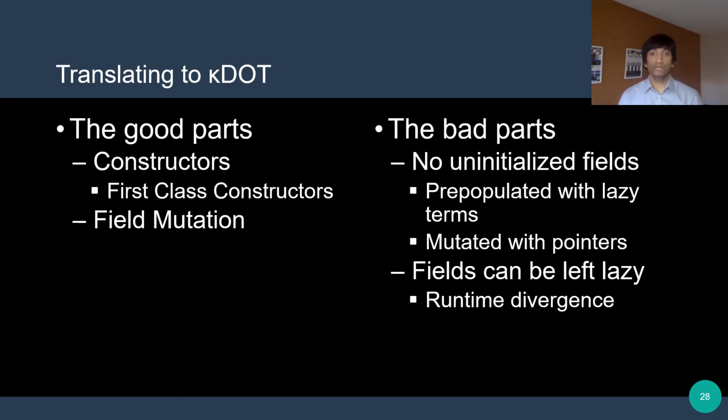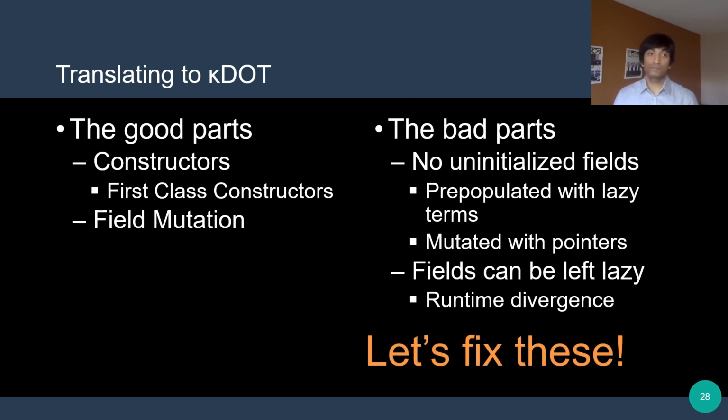It also has no field mutation or constructors. The kappa-DOT or k-DOT calculus fixes many of these shortcomings. It has constructors and field mutation, although the constructors are first class. But we still don't have a good Scala-like notion of uninitialized fields. Just like Wadler-Frisk, objects are allocated with lazy terms in their fields, but these can be mutated to contain pointers. Fields can be accidentally left lazy, which can lead to runtime divergence on field access. So we decided to fix these.